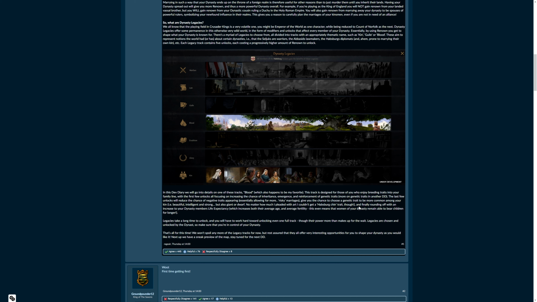Finally rounding off with an increase to your dynasty members' life expectancy, which increases both their average age and average fertility. This even means that women of your dynasty remain able to bear children for longer. Wow. That's near supernatural power, but it makes sense.